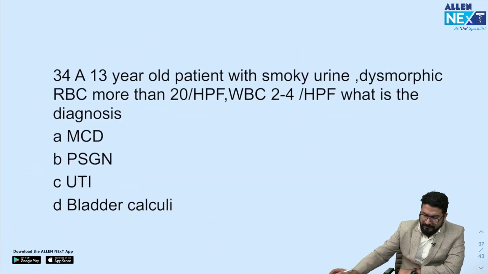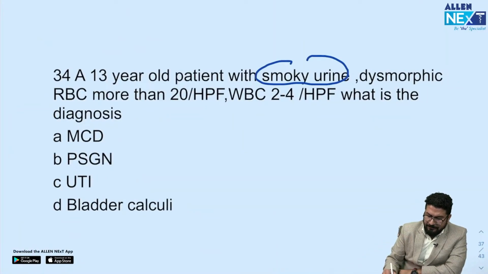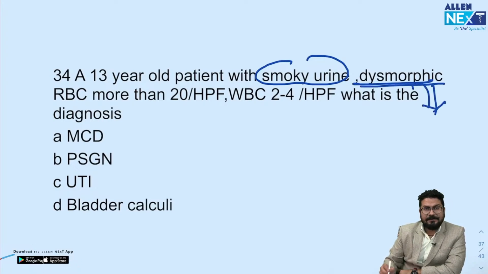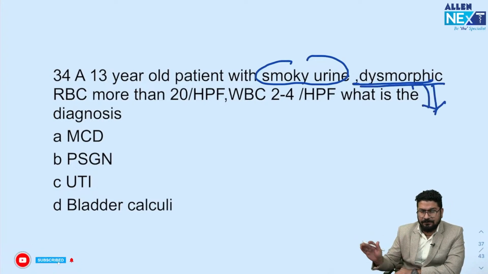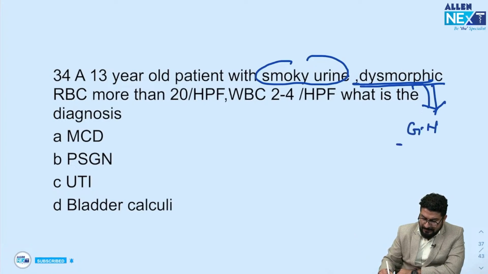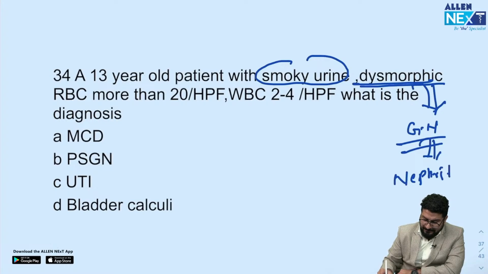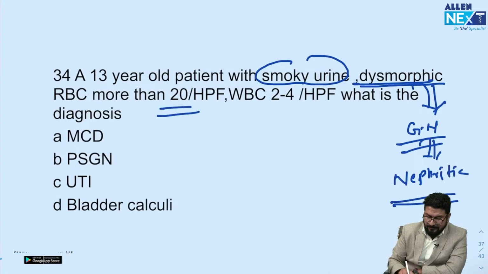13-year-old patient with smoky urine or cola color urine, dysmorphic RBC. This is the biggest hint in the MCQ. Dysmorphic RBC clearly suggests glomerulonephritis, and specifically nephritic syndrome. You can see cola color urine, RBC is more than 20, WBCs are very little.